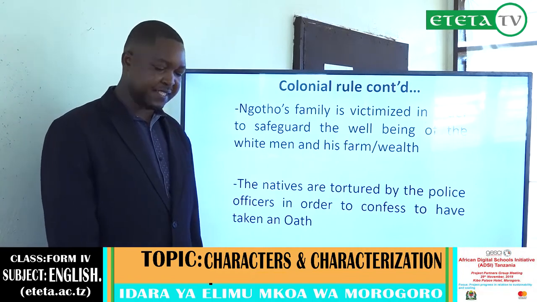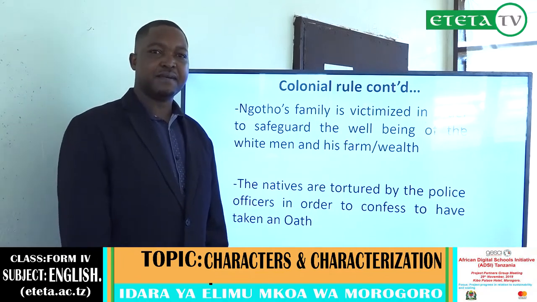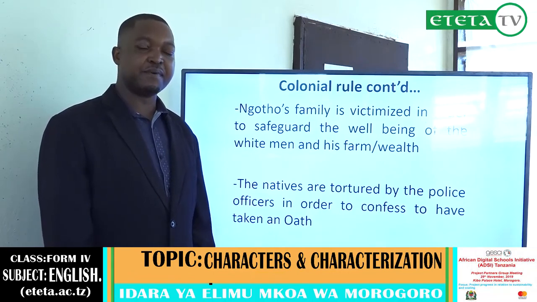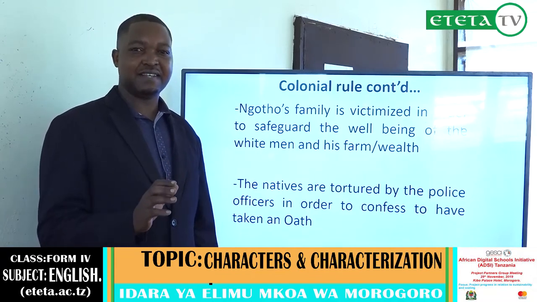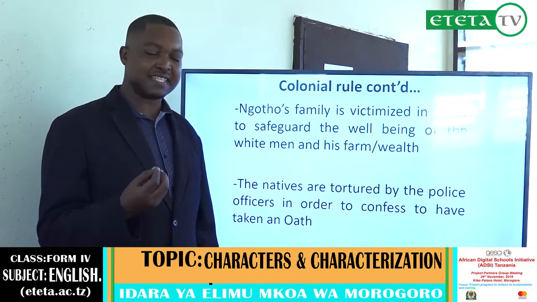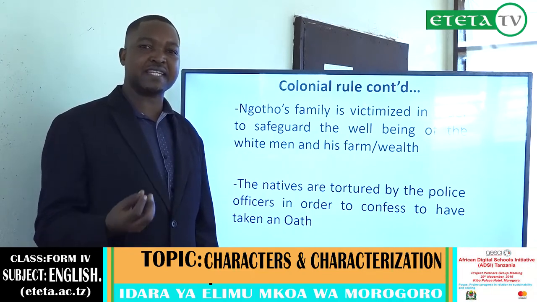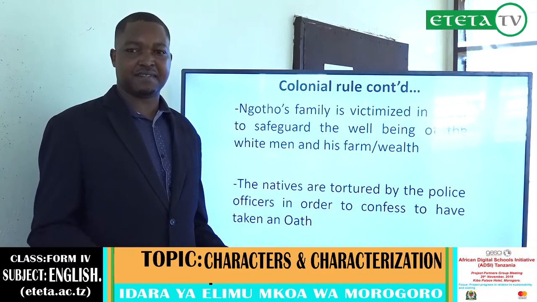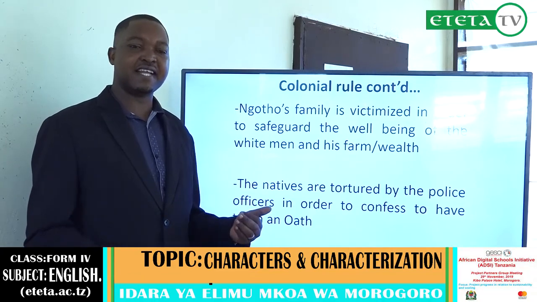The natives are tortured by the police officers in order to confess to have taken an oath. The Mau Mau fighters were asked to take an oath, that you cannot speak anything in front of your enemy, even when you are tortured, you don't utter a word. You don't betray your fellow fighters. You cannot reveal the secret until they kill you. So some of the people were suspected to be Mau Mau activists. They were forced to confess that they took an oath, though some of them didn't take an oath. They were not Mau Mau fighters, but they were forced by the colonial government to confess that they took an oath.